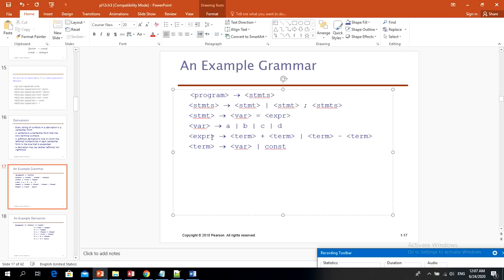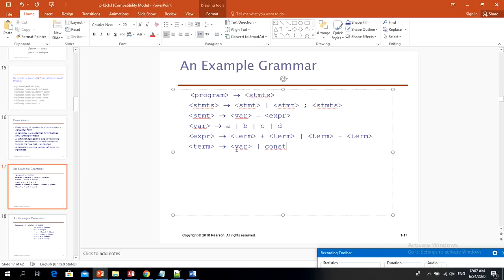Expression could be expanded into term plus term or term minus term. That means it could be, for example, 2 plus 4, or it could be 2 minus 4. Any one of these is valid if we would like to apply them to this example. And a term might be expanded to variable or constant.